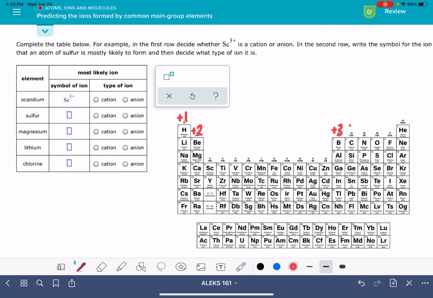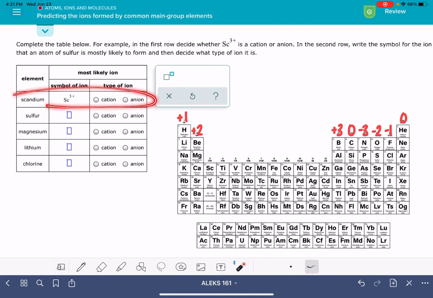The elements that are in 4A tend to not form ions at all, so I'm just going to give that a 0, and then we count down from there. 5A forms -3 ions, 6A forms the -2 ions, and 7A forms the -1 ions, and these guys out here also don't tend to form ions. So with that information, what we're going to do is look at the element.